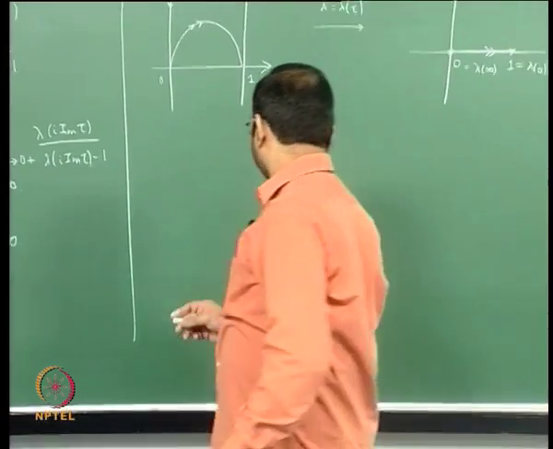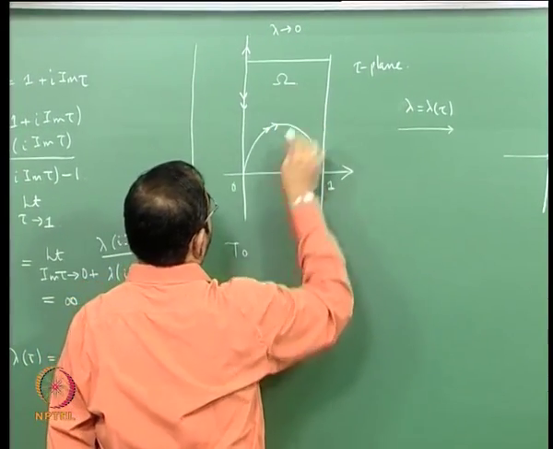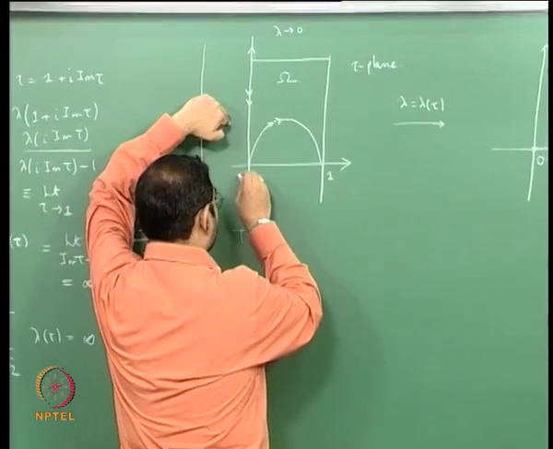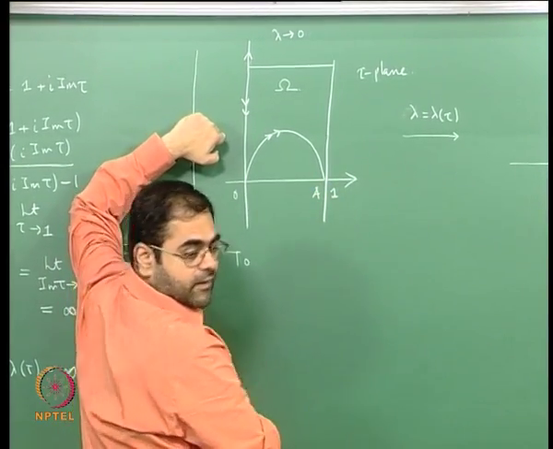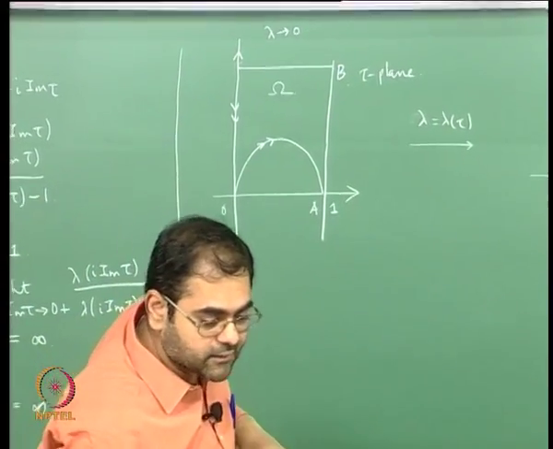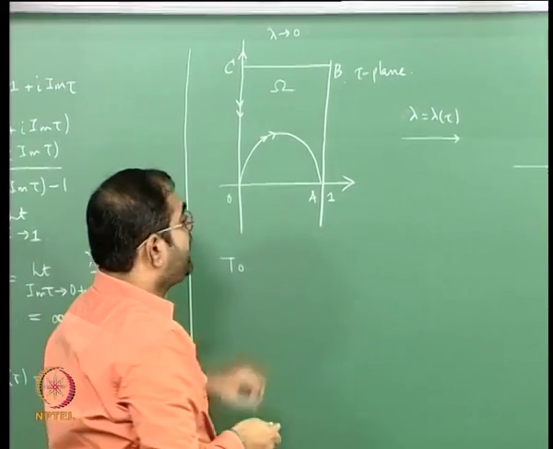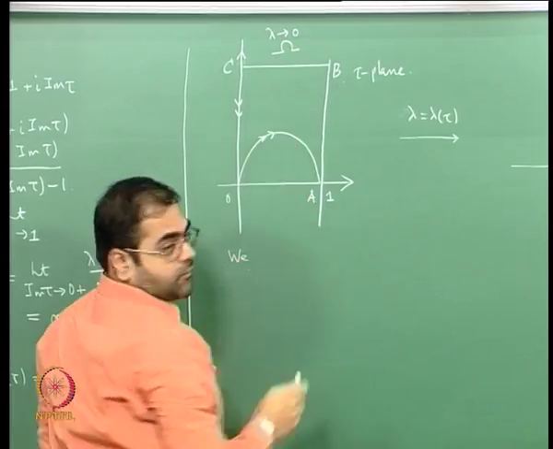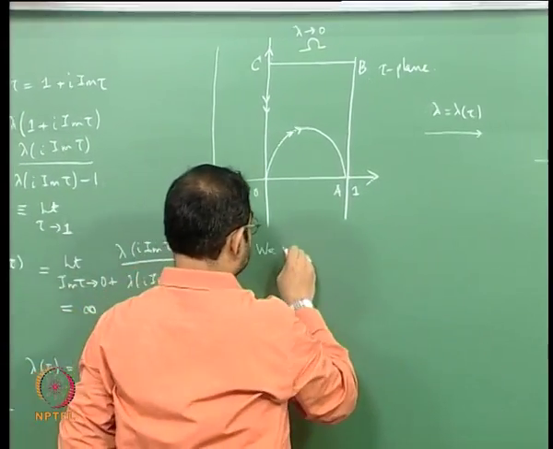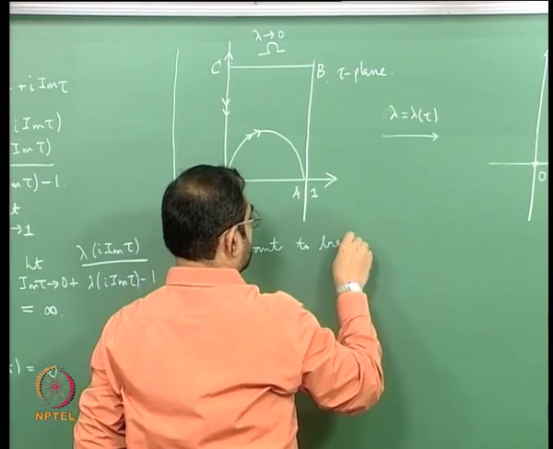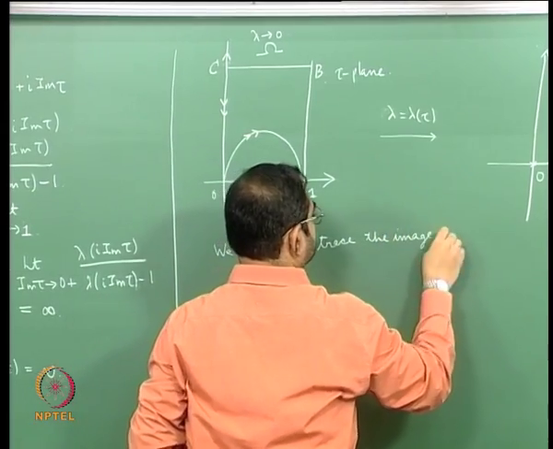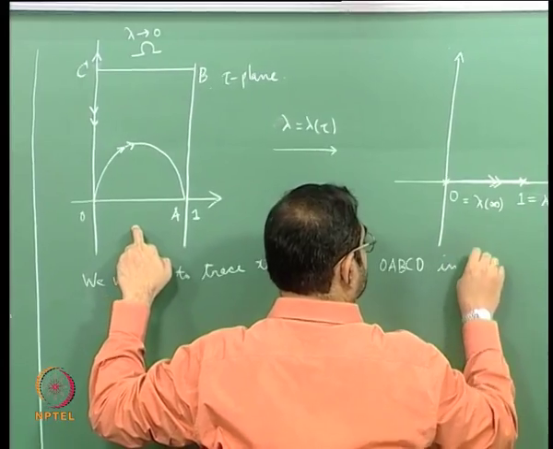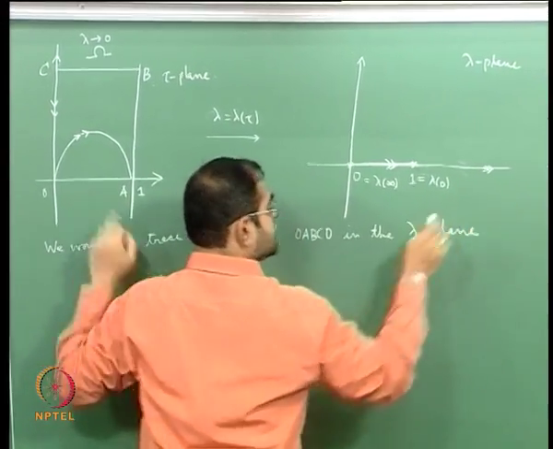So let me give some names to these points. I will call the origin O, let me call this A, then let me call this B, and I will call this C, okay, alright. And the question is, we want, and let me put lambda omega above, okay, let me put omega above, and what we want to know is we want to trace the image of this curve OABC in the lambda plane. See, this is what we want to do.